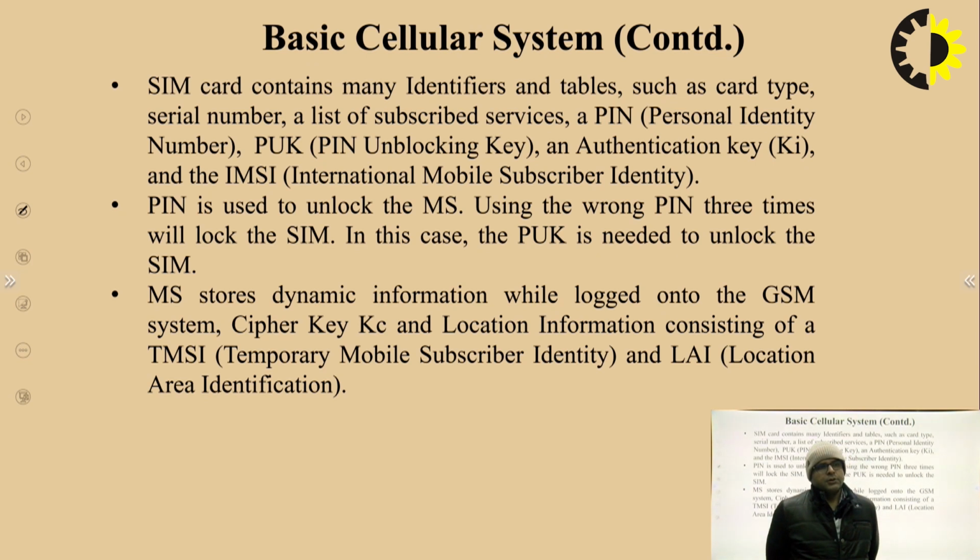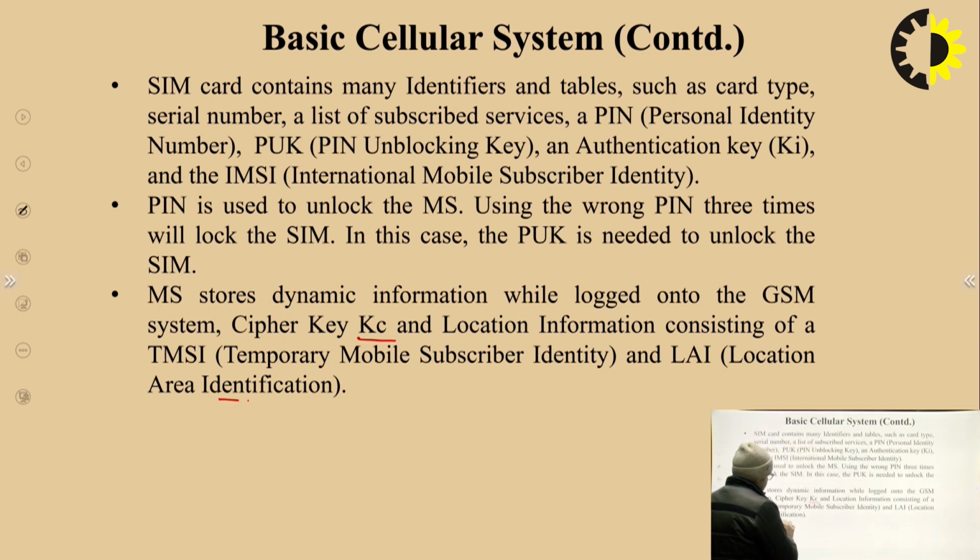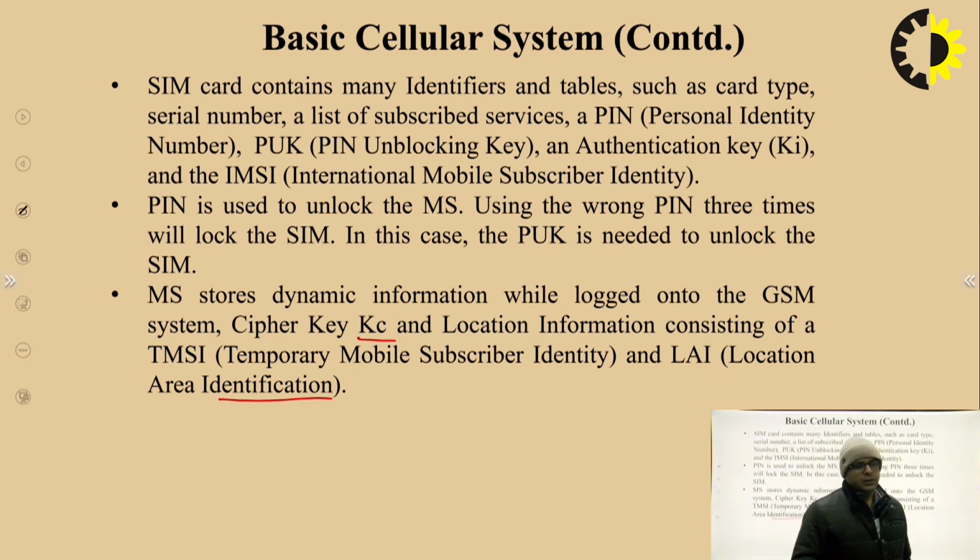Apart from this information, the mobile station stores dynamic information while logged onto the GSM system. In this, the cipher key, which is represented by KC, and location information are also stored in the mobile station. Using this information, we can trace that a particular subscriber exists at a particular location at a particular time. So this information is very important.